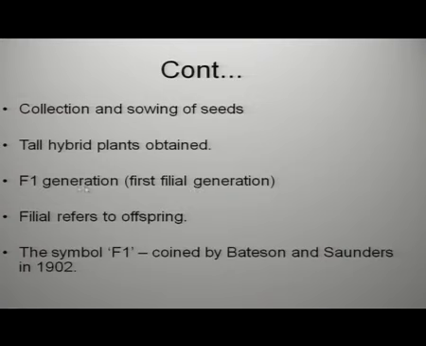Now, here it is written as F1 generation. 1 means first and F stands for filial. The first filial generation. Now, what is the meaning of the word filial? Filial refers to offsprings, progenies. So, the first hybrid progenies are produced by the crossing of the P generation. P generation means parental generation. The symbol F1, that is the first filial generation. The term was coined by Bateson and Saunders in the year 1902.